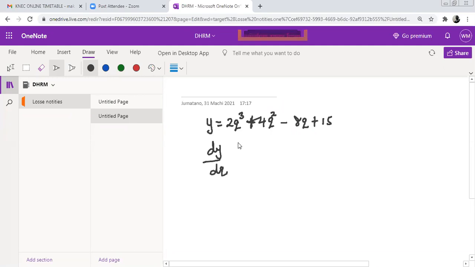Because here we have q. When it was 2x cubed and all that, we were doing over the dx. But now because it is q, it is going to be like this. And then you go ahead, it's going to be 6q squared plus 8q minus 8. It is the same concept. So if it is like this, you do it like that.